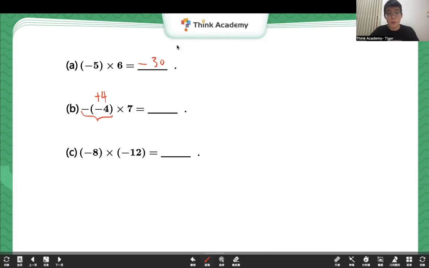So positive 4 multiplying 7, that's having the same signs, which means it's just 4 times 7, isn't it? So it's 28.